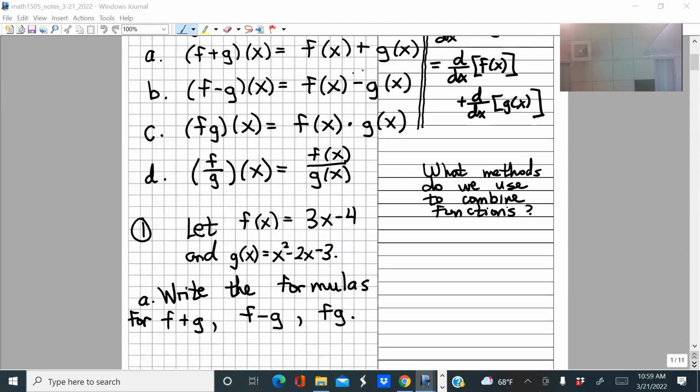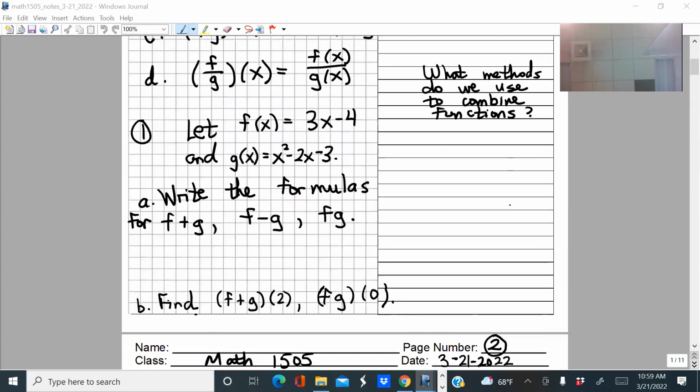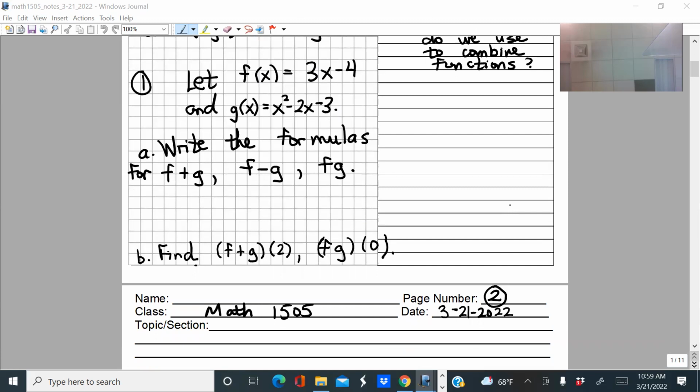Okay, well, let's practice this a little bit. It's so easy to do, though. You've done this before, and this is not going to be difficult for you, except maybe sometimes the algebra might get a little bit tedious. So let's start with these two functions.